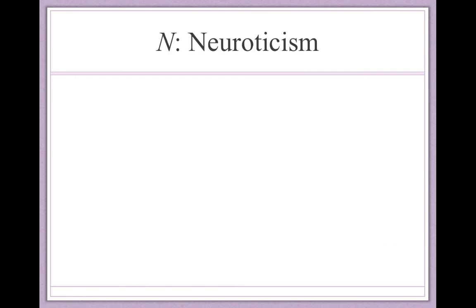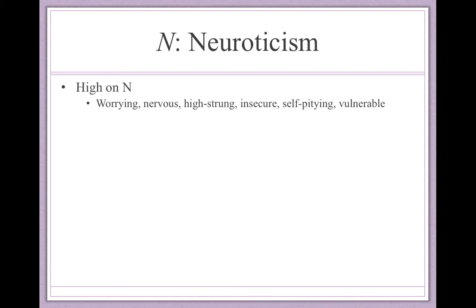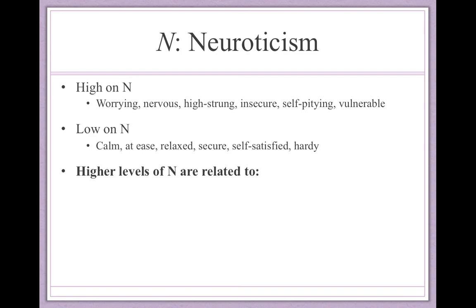And this brings me to N, neuroticism. This is definitely probably the most clear-cut one, where one side is good to be on, one side's bad to be on. So if you're high on neuroticism, you're worrying, you're nervous, you're high-strung, you're insecure, you're self-pitying, you're vulnerable. If you're low, you're calm, you're at ease, you're relaxed, you're secure, you're self-satisfied, and hearty. So neuroticism is really, are you worried? Are you really worried about what's going on? If you are low on it, you're cool as a cucumber most of the time.